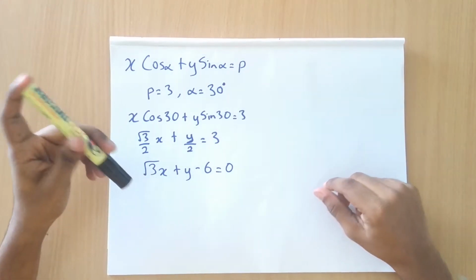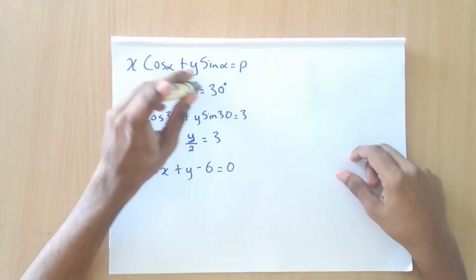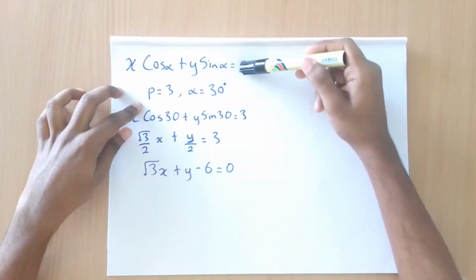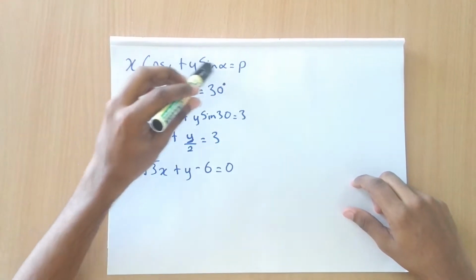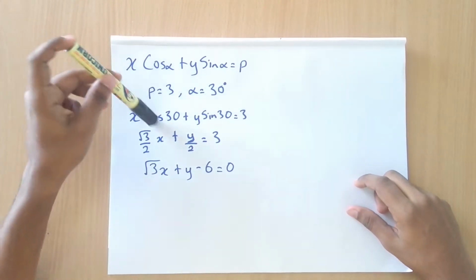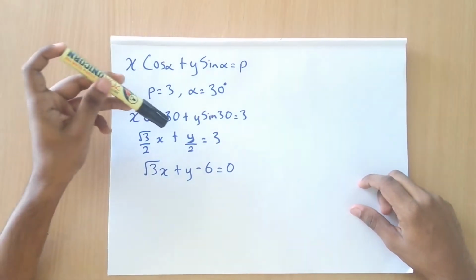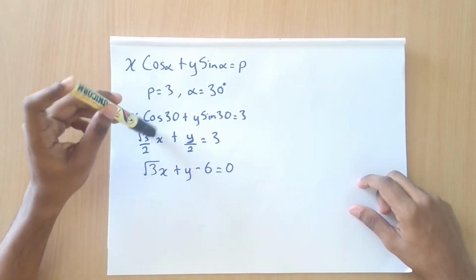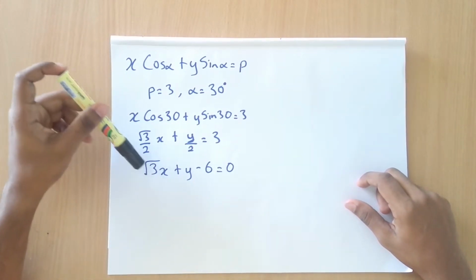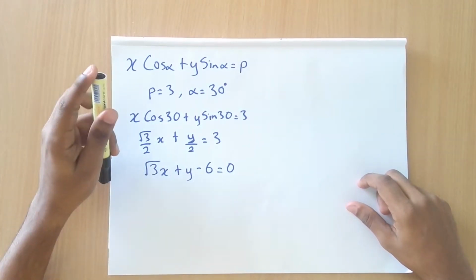For example, if you are given the value of P as 3 units and alpha equals 30 degrees, then you can substitute these values into this equation x cos alpha plus y sin alpha equals P. So that would be x cos 30 plus y sin 30 equals 3. So that will be root 3 upon 2 into x plus y upon 2 equals 3. Finally, we get the equation root 3x plus y minus 6 equals 0.